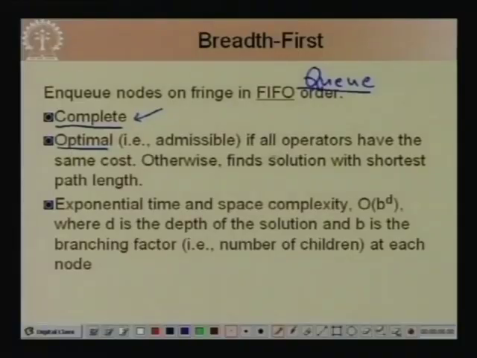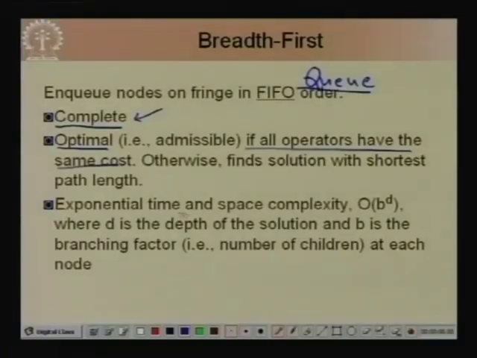So breadth first search is optimum if all operators have the same cost. Otherwise, breadth first search finds that solution whose path length is shortest, but path cost is not necessarily the cheapest.